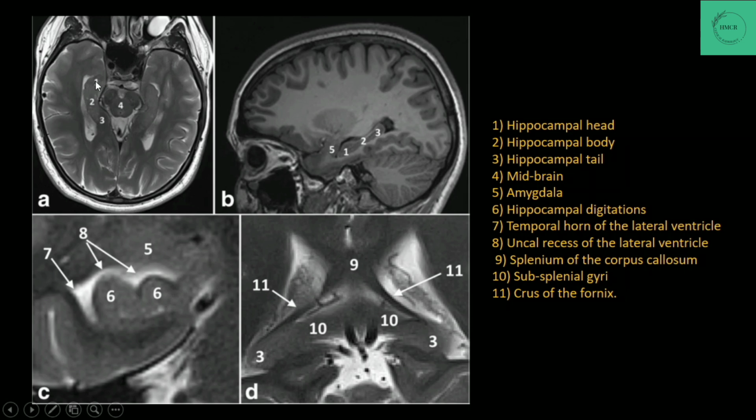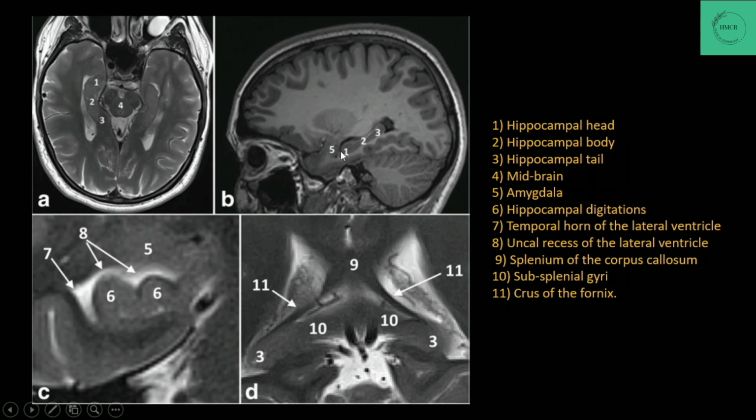The hippocampus is broadly divided into three parts: head, body and tail. This is the region of the head, this is the region of the body, and this is the region of the tail. We can memorize it by looking at the midbrain. The structure anterior to the midbrain is the head, the structure adjacent to the midbrain is the body, and the structure behind the midbrain is the tail. This is the sagittal appearance of the hippocampus.